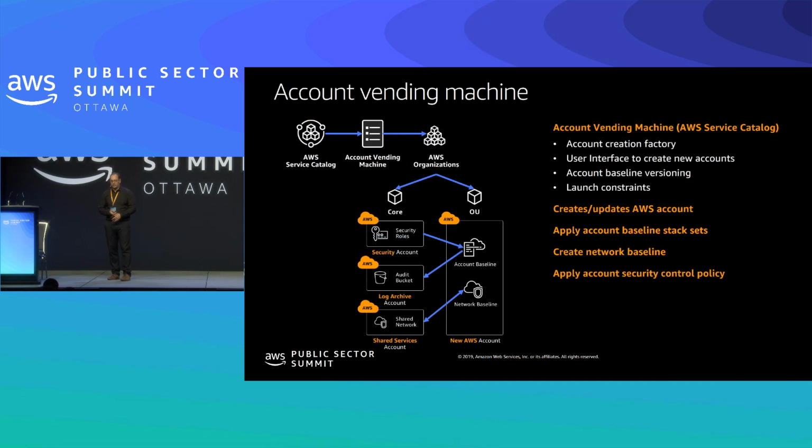So what about that self-service idea? How do I create those multiple development accounts? Or how do I create an account ready to go for production? How do I do that? Well, this solution provides you what we call an account vending machine that leverages AWS Service Catalog, which provides a user interface for you to populate values and make decisions on what you want applied to this account.